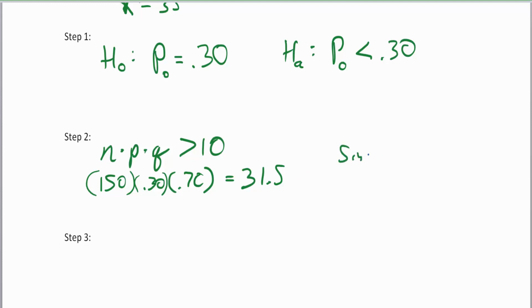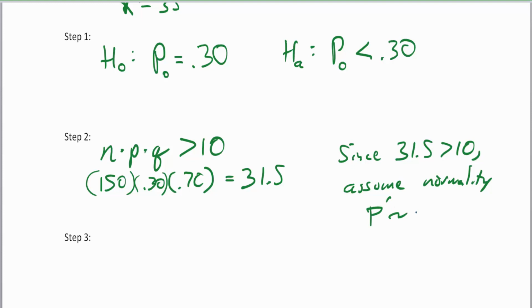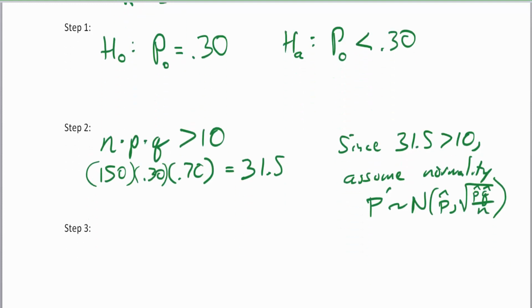So since 31.5 is greater than 10, assume normality, which means that our p prime belongs to the normal distribution, with mean p hat and standard deviation the square root of p hat times q hat divided by n. And again, the calculator takes care of this for us, so we don't have to. Hooray!